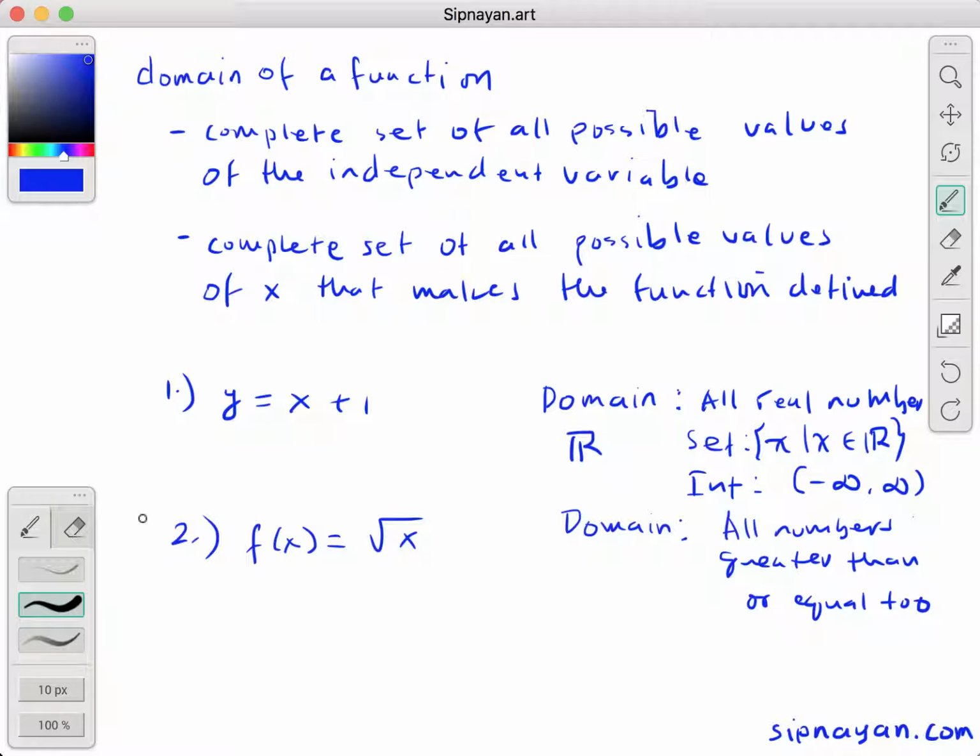Sa 2, hindi lahat ng real numbers, meron tayong specific numbers lang na pwede dito, no? So, all numbers greater than or equal to 0. So, by set notation, pwede mo sabihin na x such that x is greater than or equal to 0. Yun yung domain natin. And yung domain naman ng this function, in terms of interval notation, sa 0 siya nagsimula, 0 ang left side natin, tapos ang right side natin is positive infinity. Kasi greater than or equal to 0.